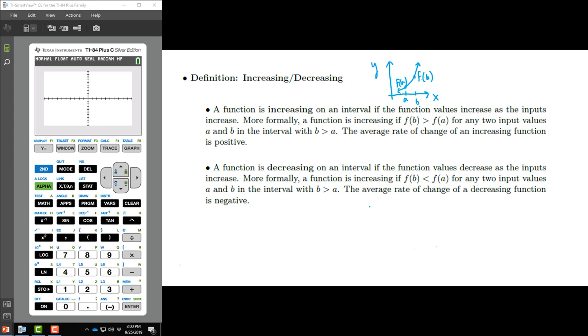Right, and then of course the opposite is true for decreasing, right? So I won't go through quite as many formalities here, but here's our axes, right? And so we intuitively know, a decreasing function is one that's doing this, right? So as I move from left to right, the y values are getting smaller.